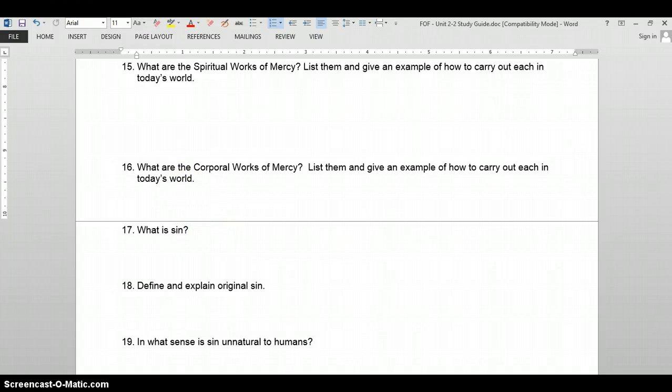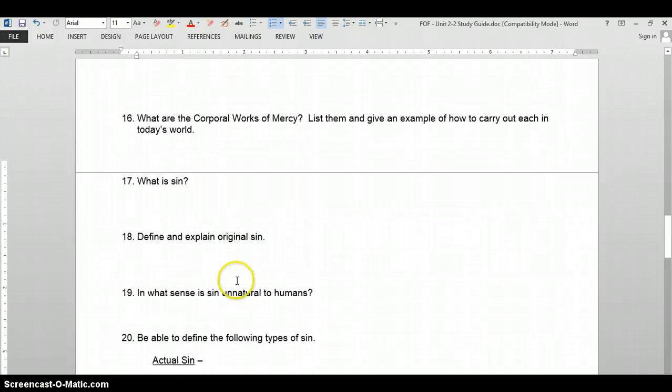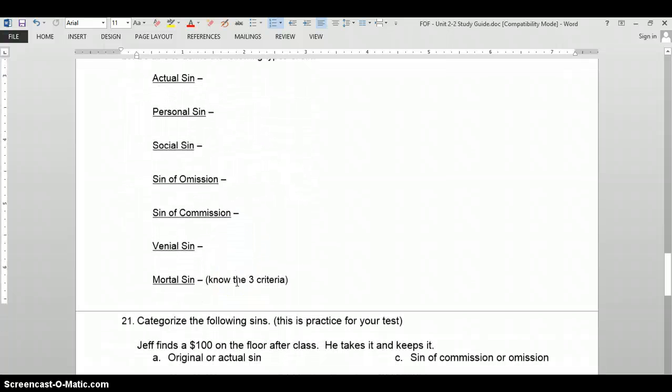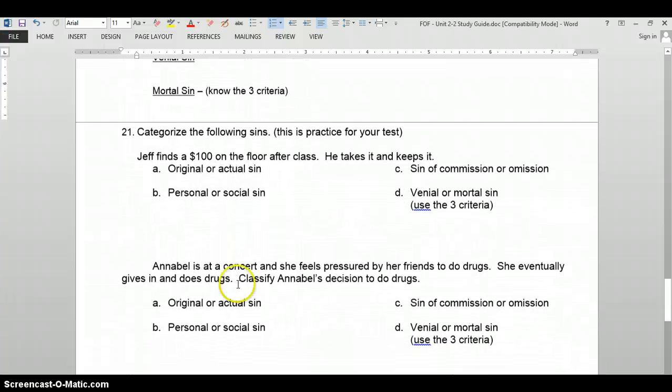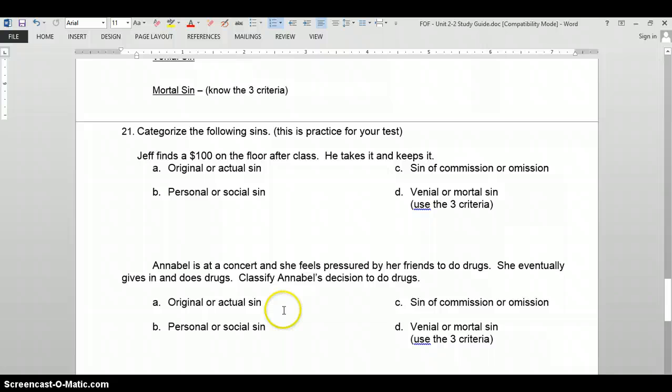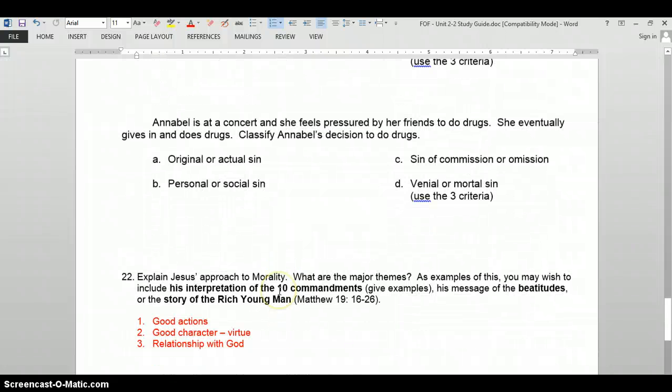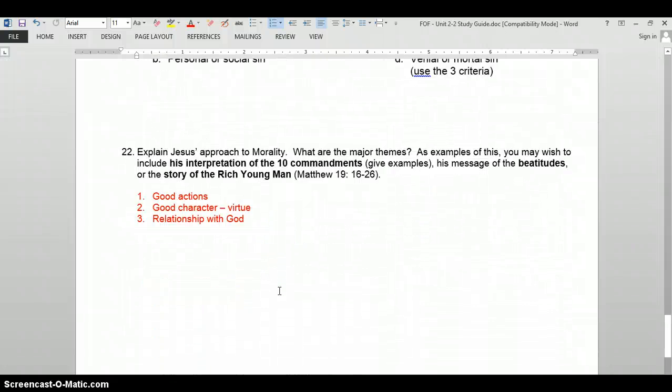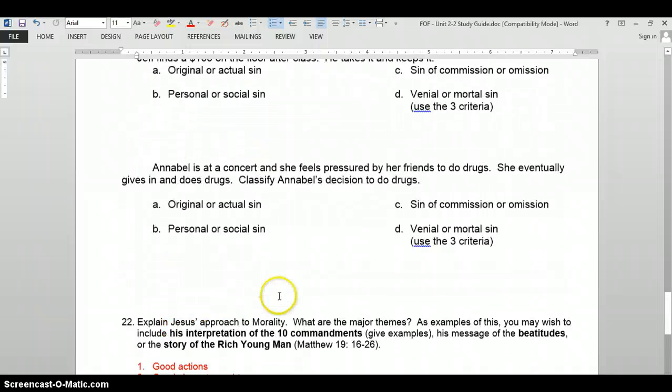What is sin? There's a whole PowerPoint on this and a whole lecture on this. So I'm not going to go over this again because there's a whole lecture on this same YouTube channel that goes through all the stuff on sin. So you can get that there, and that's linked under notes and assignments as well. And I think that is everything on the study guide.